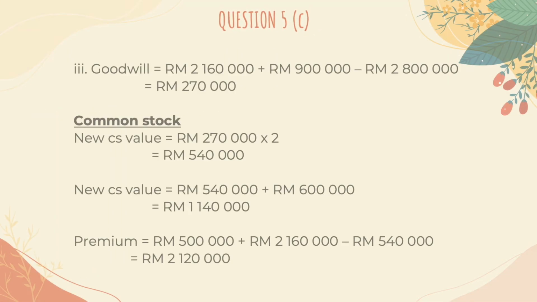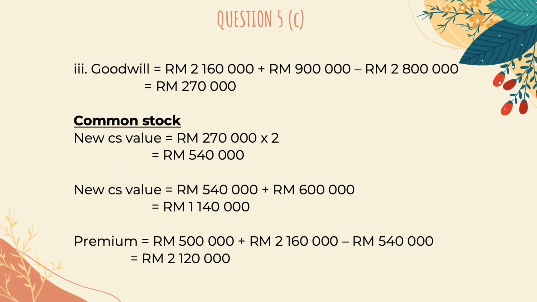For C3, prepare a post-merger balance sheet under the purchase method. First of all, we have to calculate the goodwill using the formula, which is purchase price plus total liabilities minus total assets, and the answer is RM270,000. For new CS value, 260,000 times par value, which is 2, equals 540,000. New total CS value plus old CS value equals 1,140,000.